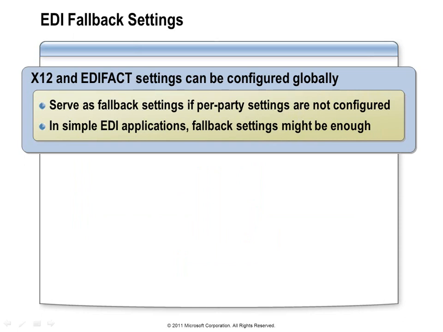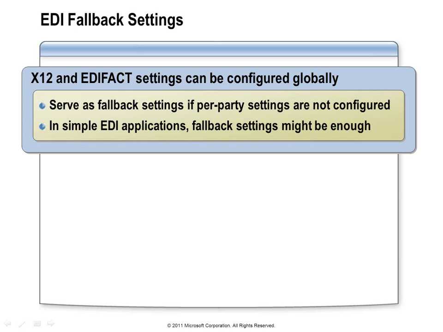Now, if you don't specify settings for a particular party or their profile, you can also have what are called global or fallback settings, where you can identify that if particular settings aren't specified, this is what should be used. And this sometimes is just enough. If you just have a very simple installation with not very many involved parties, maybe just your organization and one other, or your department and another, then this might be enough. You don't need to set up the parties.